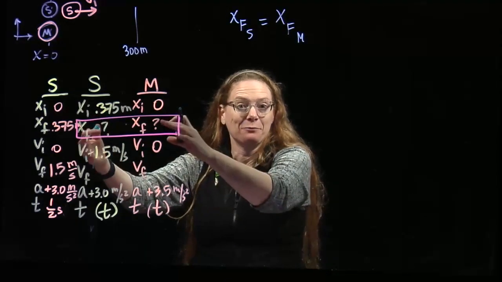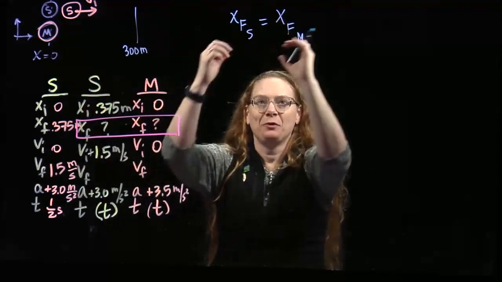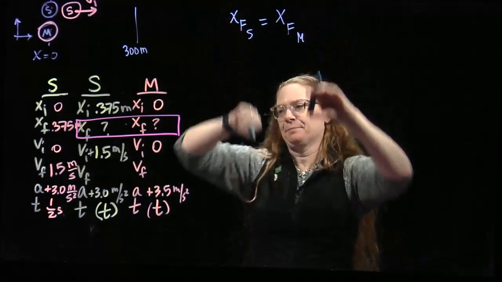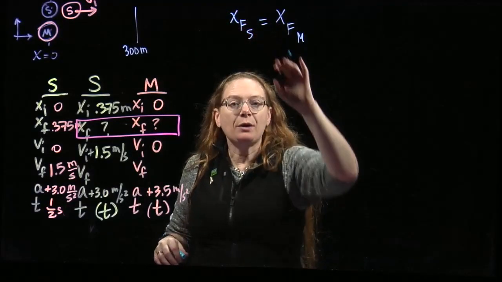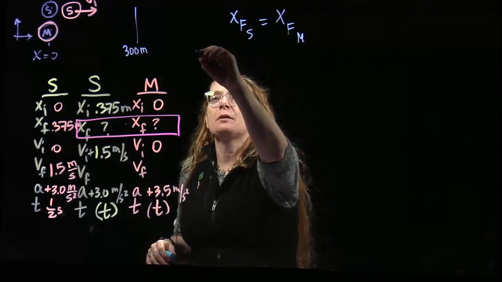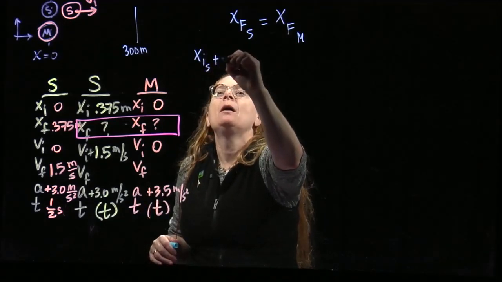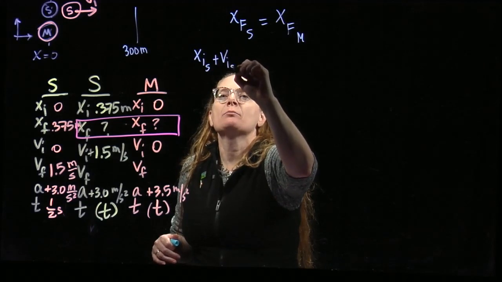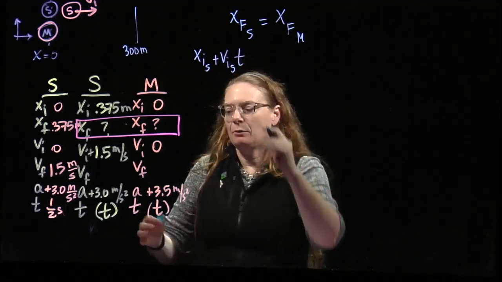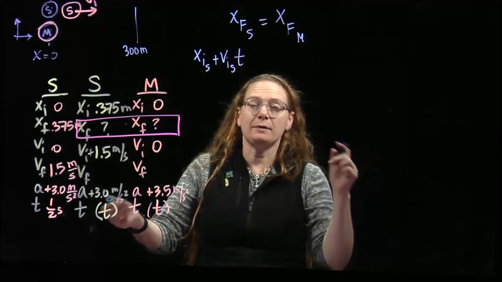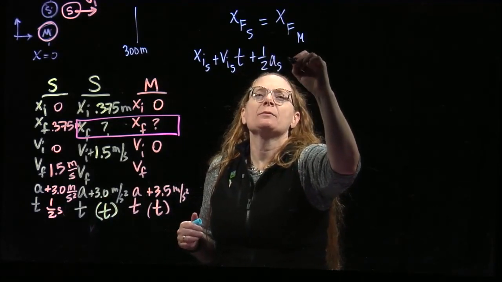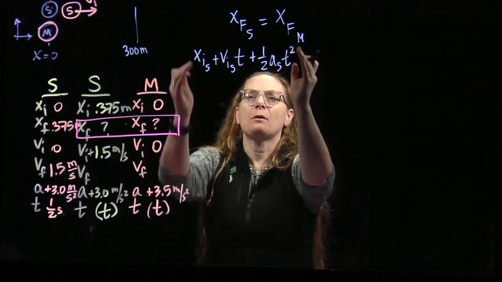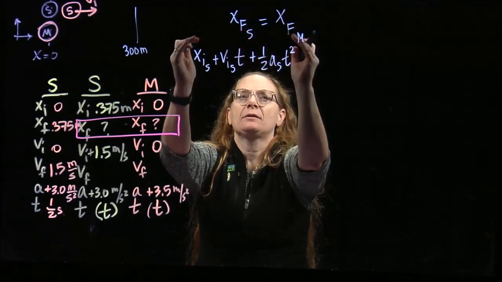That's the definition of how we've set this up. We're saying these are the same place. And then I'm going to replace this x final with the equation for x final. So it's going to be x initial smart car plus v initial smart car times time for the smart car. Well, conveniently, time is the same. I don't need a subscript. Plus 1/2 acceleration smart t squared. So this is x final smart car.